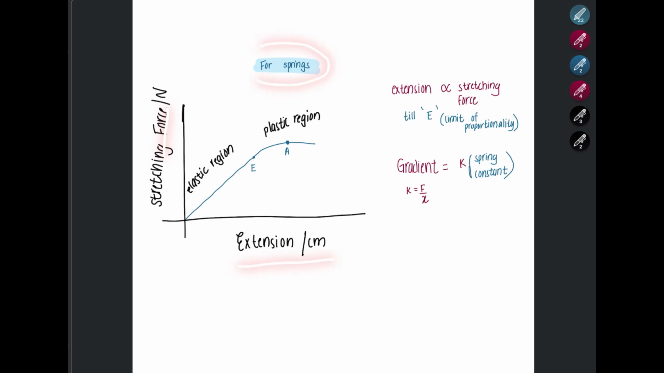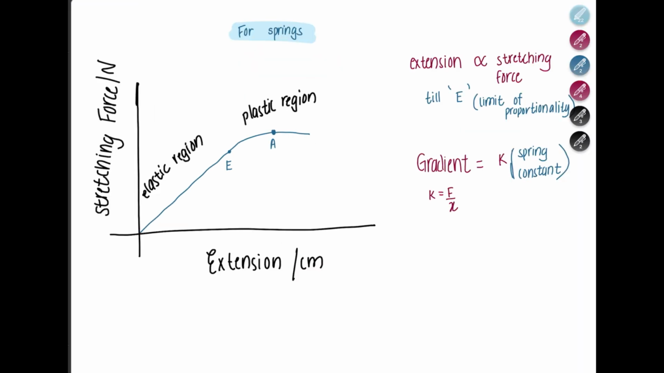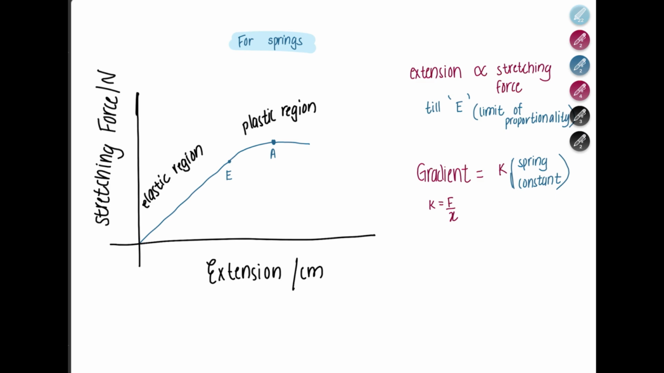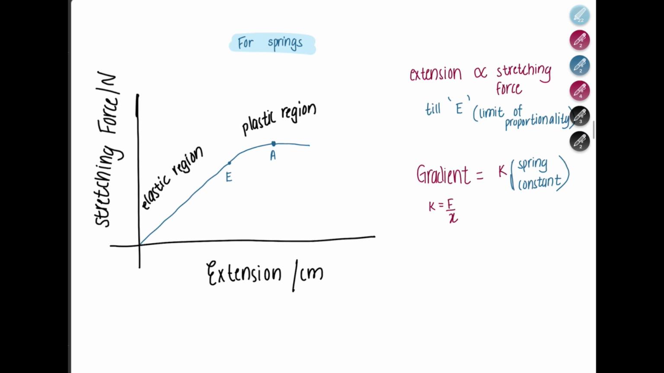This is for springs or other objects, for example, an elastic band. Now you can see that here, as the force is increasing, the extension is going to increase. Like this, it obeys Hooke's law because it is a straight line passing through the origin. Remember, this region is called the elastic region until it reaches E. This point is the limit of proportionality. After that, it does not obey Hooke's law anymore. This region is called the plastic region. For example, here it might have been deformed, and here maybe the spring broke, right?